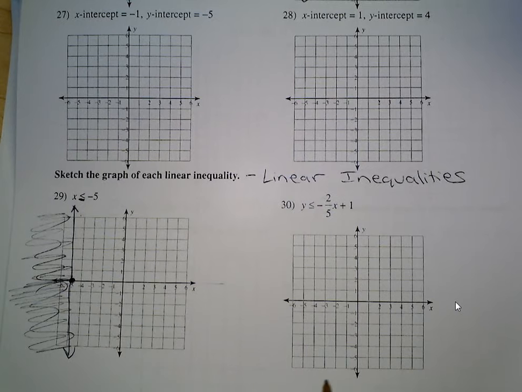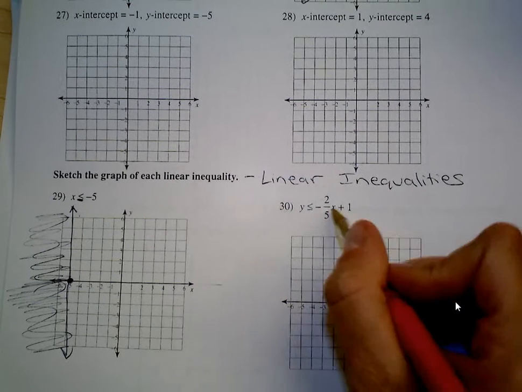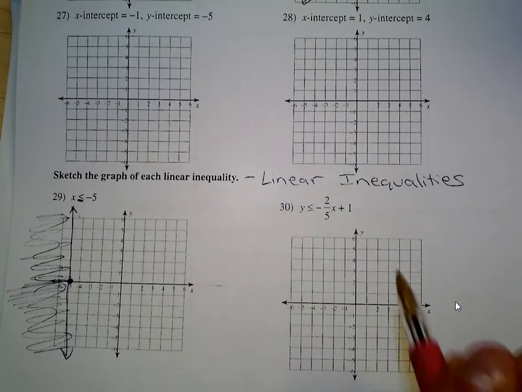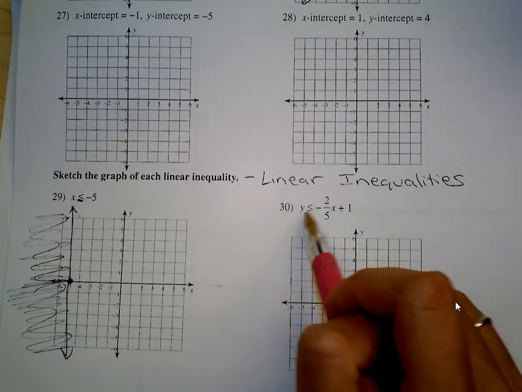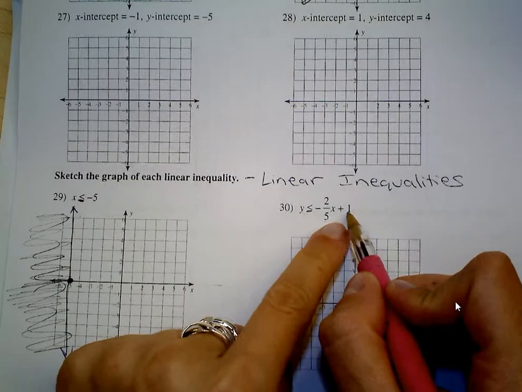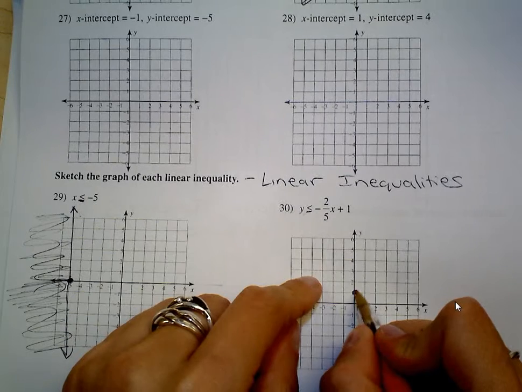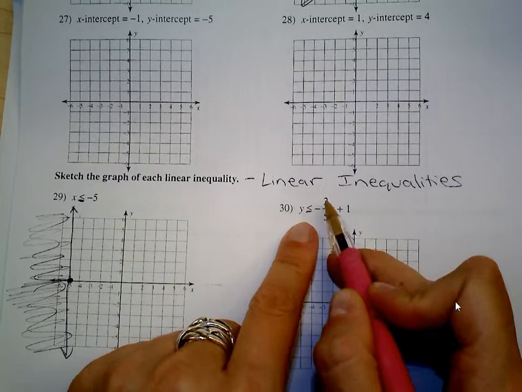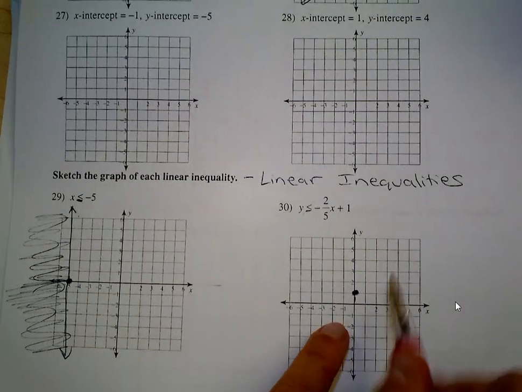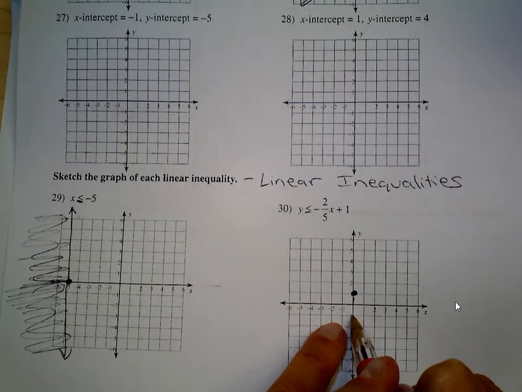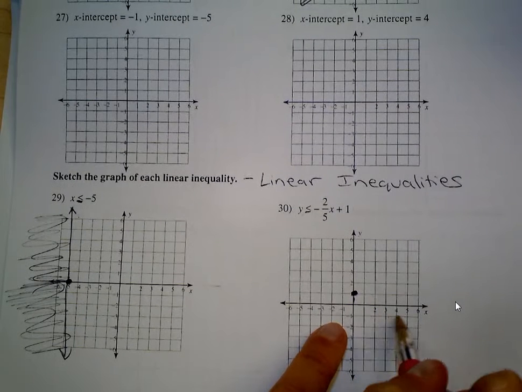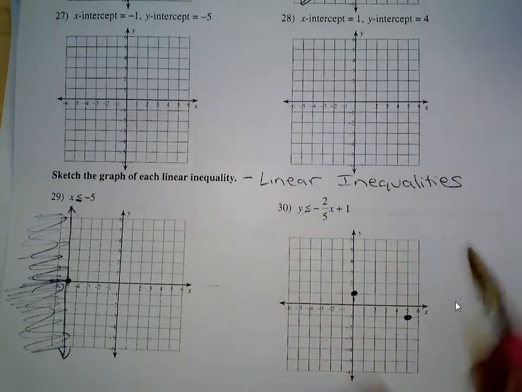Let's go to number 30. I'm going to graph the line first. I know it's going to be a solid line, not dotted, because there's a line underneath here. So I go to my y-intercept first. I go to 1. My slope is -2/5, so I go down 2 over 5. 1, 2, 3, 4, 5. Put a point there. Again, my line is going to be solid.